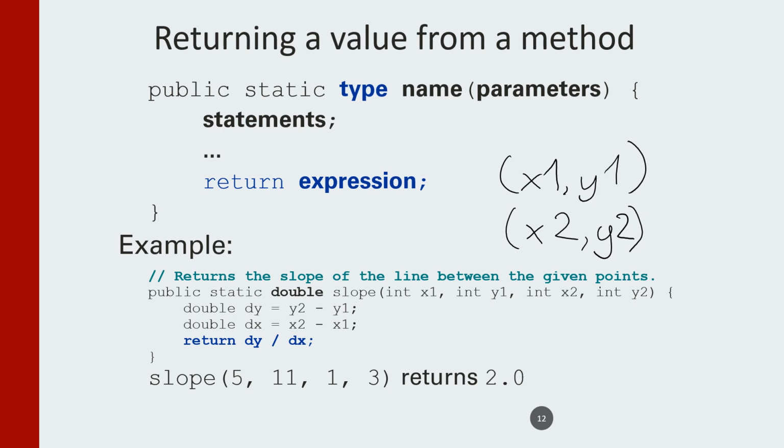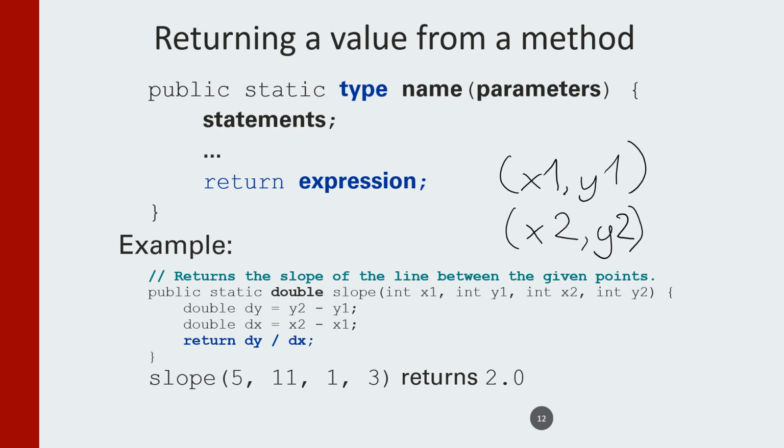So this is what this looks like. Public static double slope, int x1, int y1, int x2, int y2. So I'm giving names to all the parameters with these variable names. Then inside, I'm just doing double dy is equal to y2 minus y1, and double dx is equal to x2 minus x1. Return dy over dx.